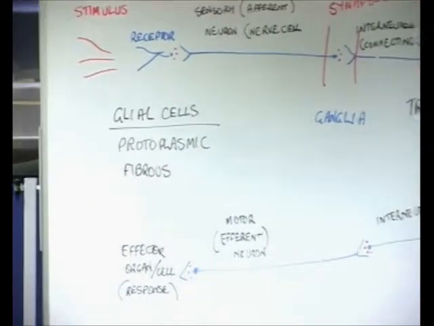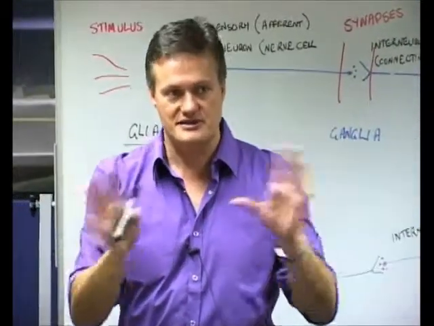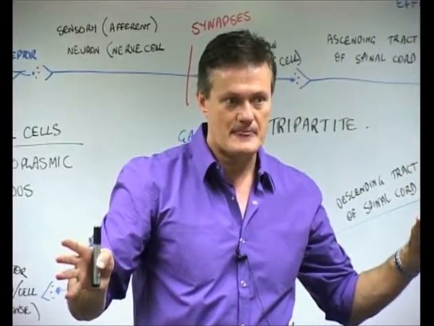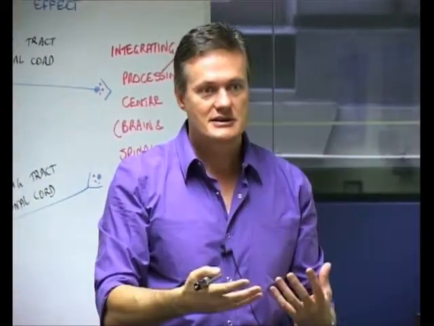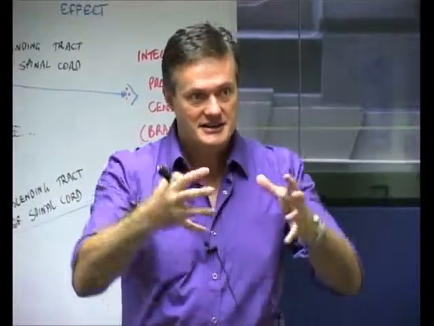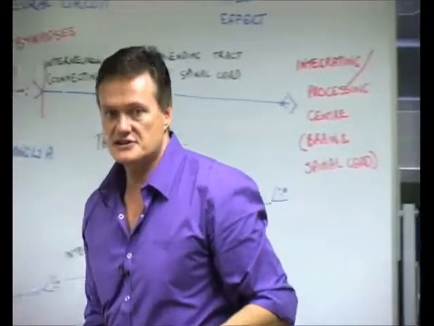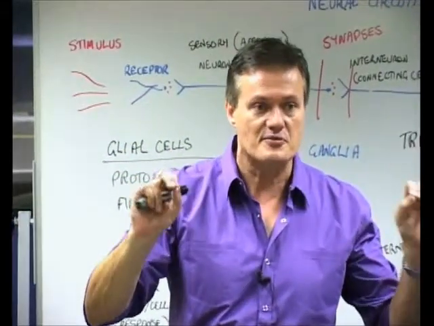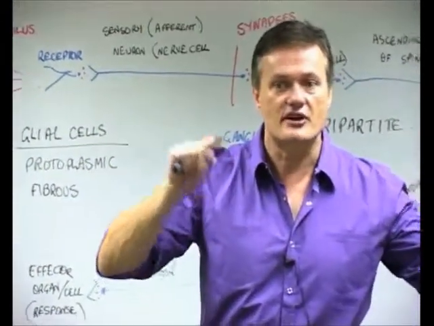The protoplasmic astrocytes have many branches. They have processes that branch all over the place. And these envelop synapses. They literally cover and control a synapse. The fibrous astrocytes have many projections that don't branch, and they attach and envelop nodes of Ranvier.